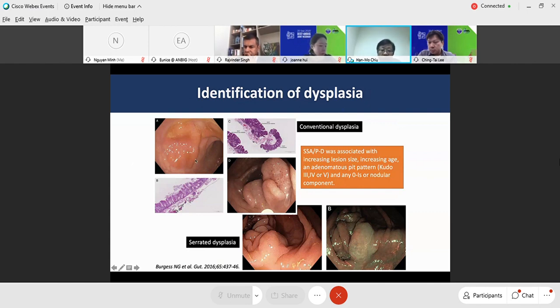So this is the conventional dysplasia observed on the surface, and this appearance is quite similar to what we observe either the type 2 capillary pattern using the JNet or NICE, or Kudo type 3 or 4 pit pattern. And there is another selected dysplasia looks like this.